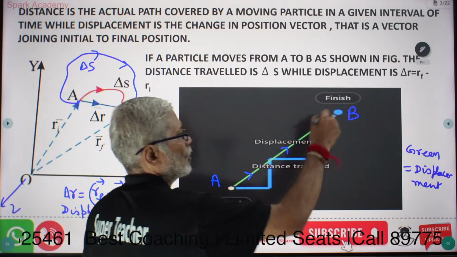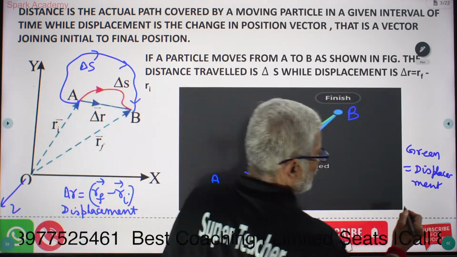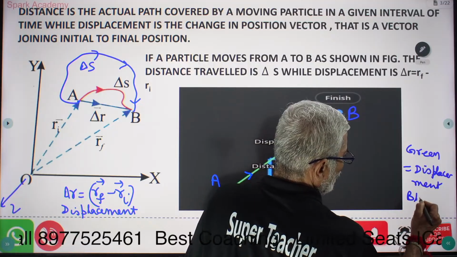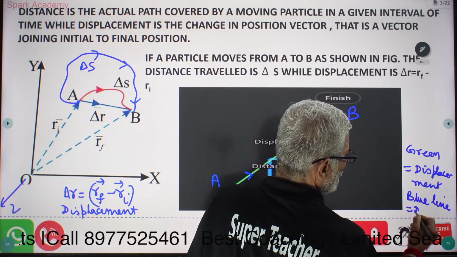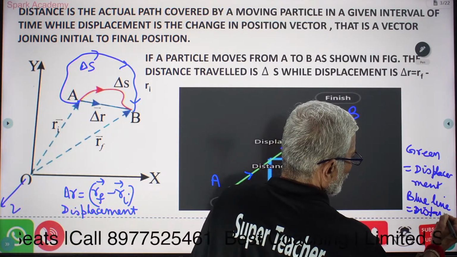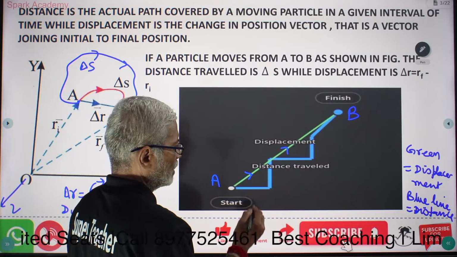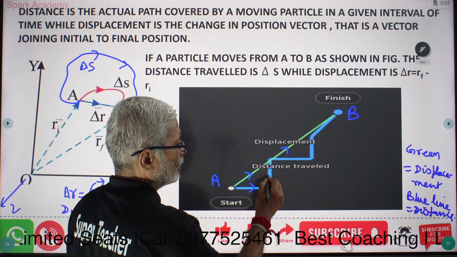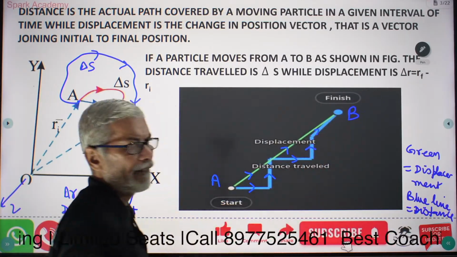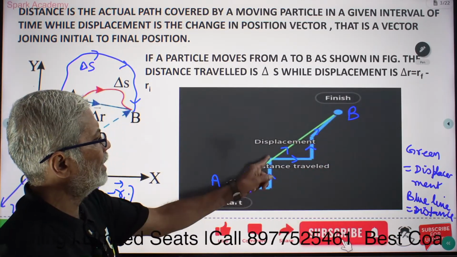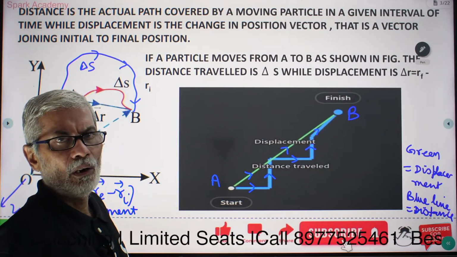Okay, because this is the shortest distance traveled. And the blue line is your distance traveled. See, the path length is actually more. It travels like this, then it goes like this, then it travels like this, goes like this, travels like this. So this blue line covers more distance, more path.